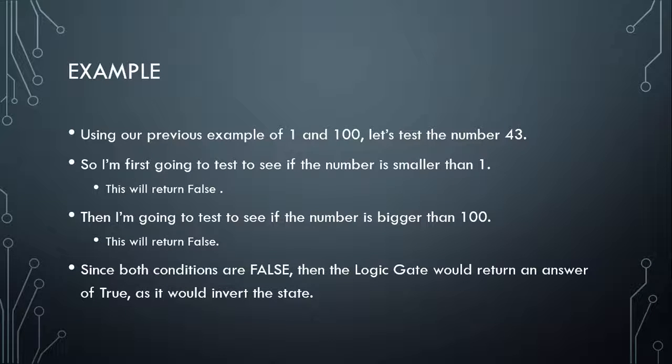Since both conditions are false, the logic gate will return an answer of true, as it would invert the state. So normally, if this was an AND statement, this would come back as false. But because it's a NAND statement, it's going to actually come back as true due to the state inversion.